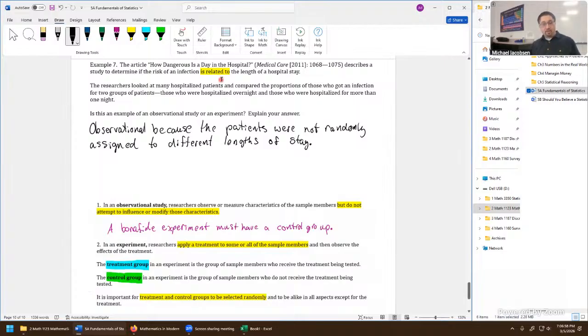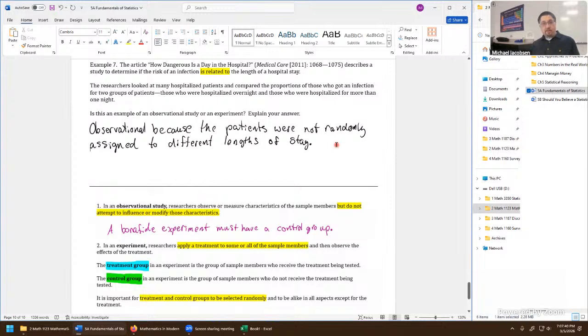We weren't trying to influence how long you stay at the hospital. We measured characteristics, what percent got an infection of any kind, it sounds like. But we didn't say how long you have to stay at the hospital. That would have made an experiment, but again, that sounds cruel and unusual, something that should never happen with human subjects or animal subjects even. And so that's what's making it observational. The patients were not randomly assigned to different lengths of stay is really the major portion. If they were randomly assigned to be in a control group or a treatment group, it would have been an experiment.